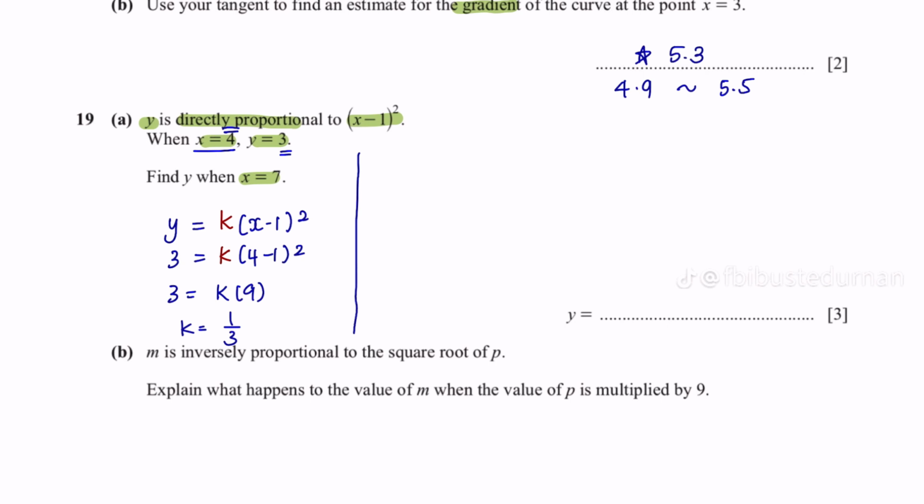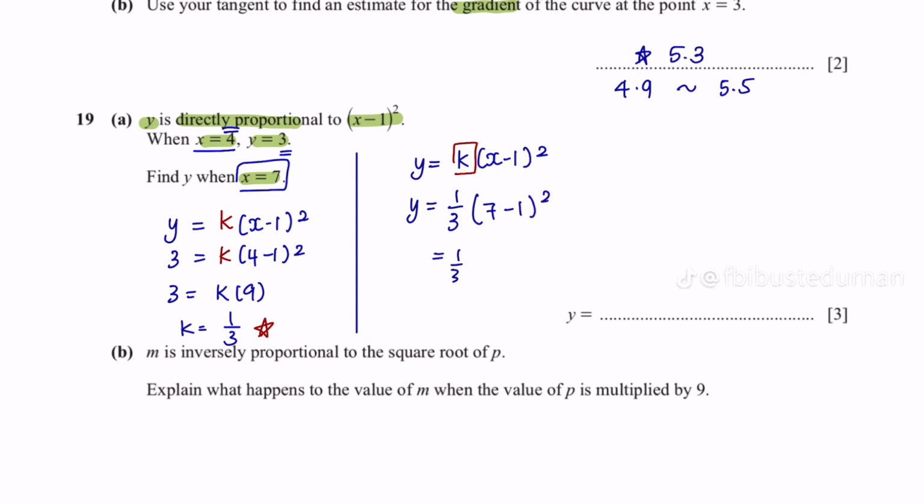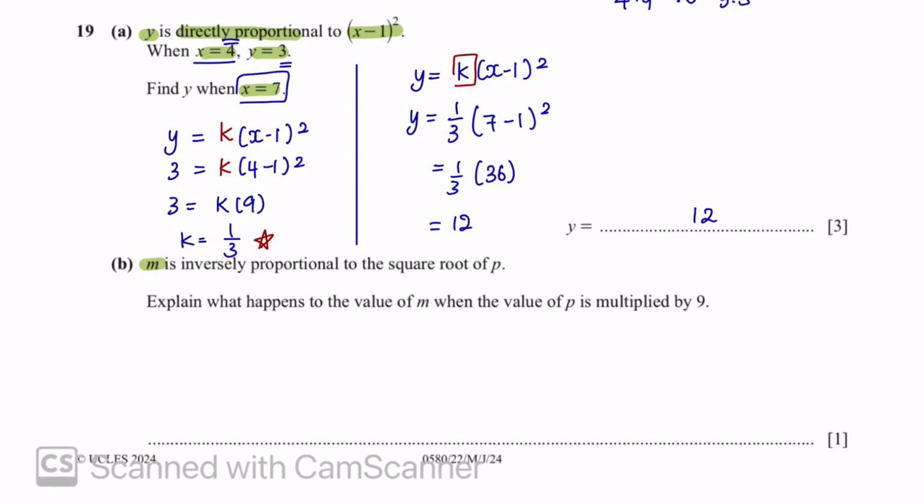Now that we have found the value of k, we can rewrite our equation and substitute the value of k that was found previously. y equals 1 over 3, and the new value of x is now 7. So (7 minus 1) squared. Now we can find the value of y, which is 12. Next, question B. M is inversely proportional to the square root of p. If it's inversely proportional, we're going to write our constant k over the square root of p. So this is the square root of p.